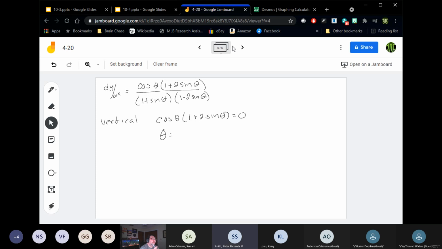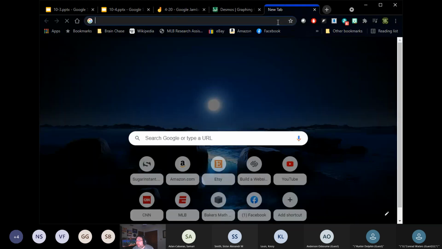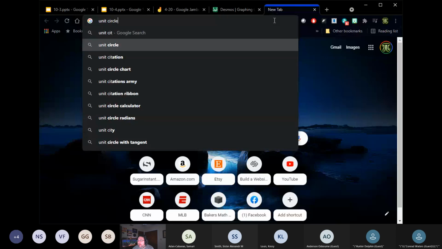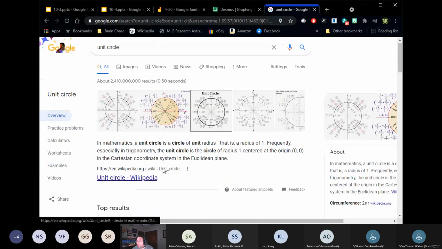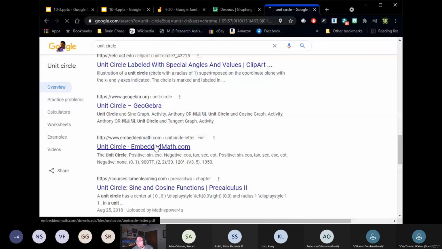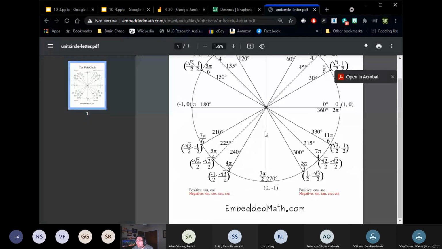Okay, hold on. We're looking for the thetas. So if theta was 0, cosine is 1. When you're looking at the thetas, you're basically looking at the unit circle values. Let me actually find a unit circle real quick. I'll show you. It would behoove everybody to get one of these. And I really like this one.